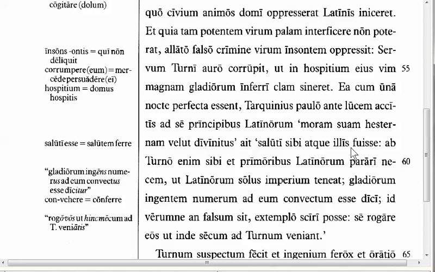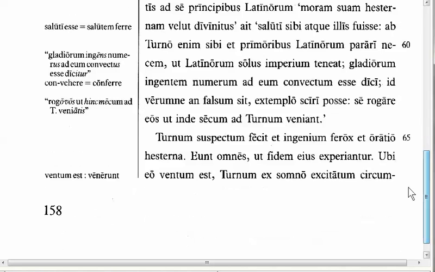The next new feature is in line 67. And here we'll start with ubi. Ubi ventum est, Turnum excitatum, etc. So, literally, when there was an arrival there, they encircled Turnus after he had been woken from his sleep.